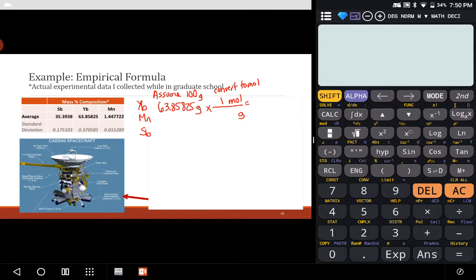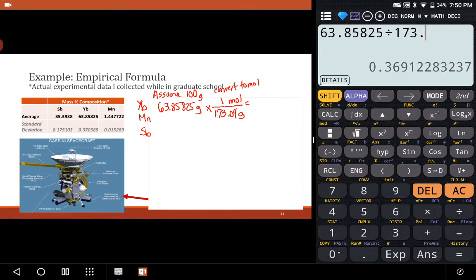Whenever we need to convert between grams and moles, we use molar mass. And so that is 173.04 grams per mole. I'll go ahead and calculate that. That's 63.85825 divided by 173.04. And so that is 0.36903 moles of ytterbium. And then we'll do the same for manganese.